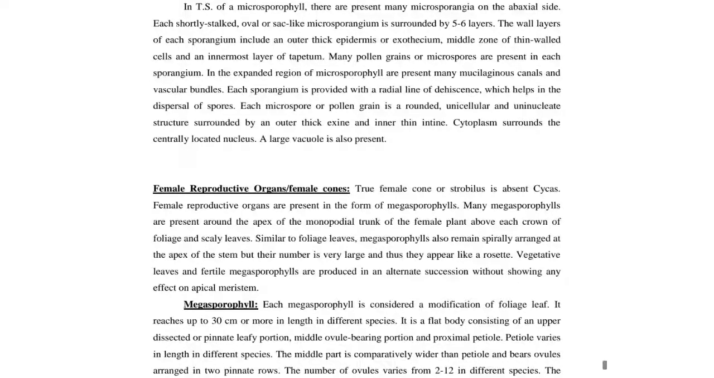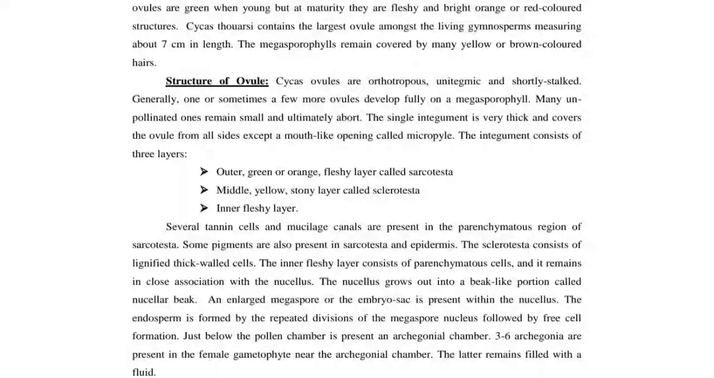The number of ovules varies from 2 to 12 in different species. The ovules are green when young, but at maturity they are fleshy and bright orange or red-colored structures. Cycas thouarsii contains the largest ovule amongst the living gymnosperms, measuring about 7 centimeters in length. The megasporophylls remain covered by many yellow or brown-colored hairs.